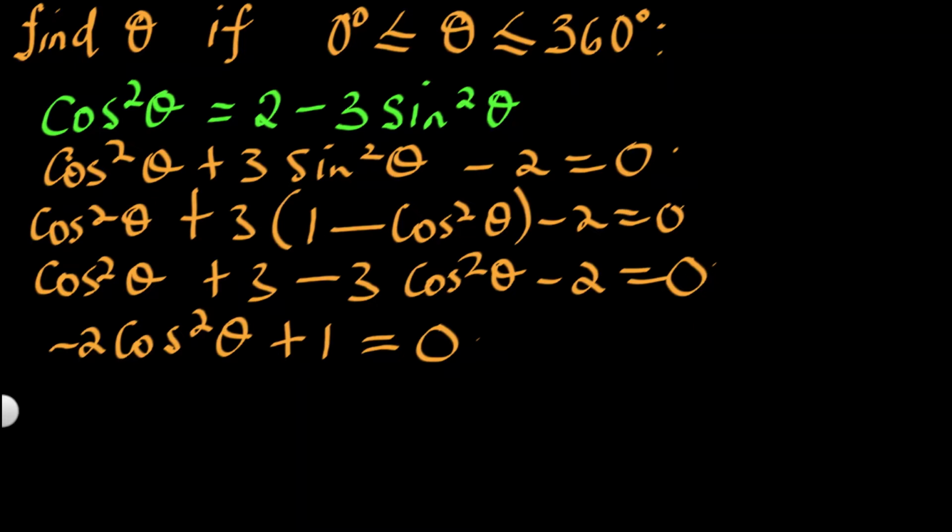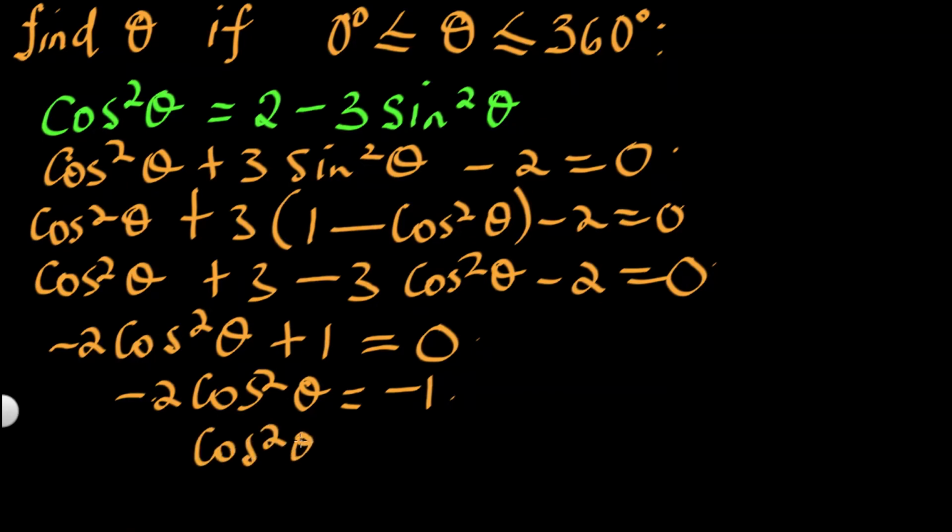Let us solve this equation now so that we have something like cos something equals something. This means minus 2 cos squared theta equals minus 1. Divide by minus 2 on both sides. We get cos squared theta equals 1 over 2, since minus 1 divided by minus 2 is positive 1 over 2.